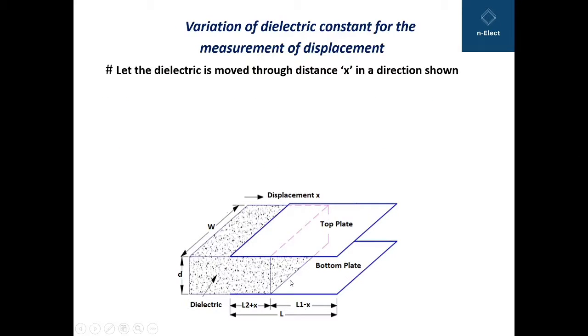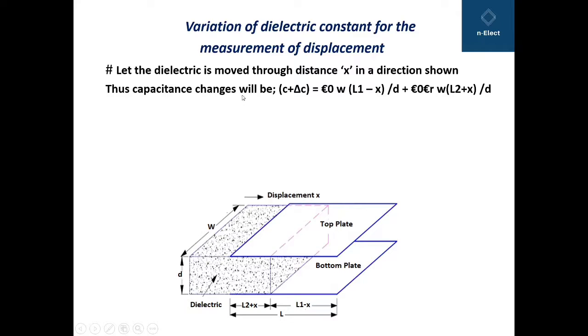Now we are making some changes. We are pushing this dielectric into the plates by a small distance x. As we are displacing this dielectric inside the plates, the distance L2 will be increased by small x, so L2 plus x, while the distance L1, which was initially free from dielectric, will now be reduced by x, so it will be L1 minus x. The total length will remain as it is and the remaining parameters will remain as they are.